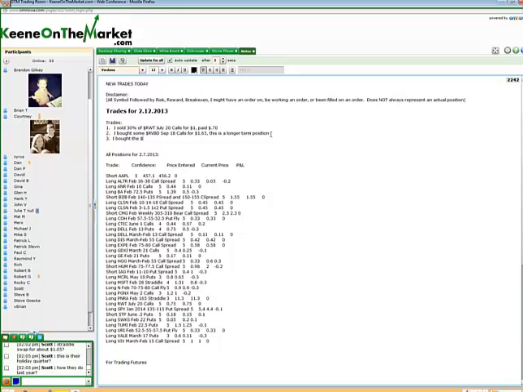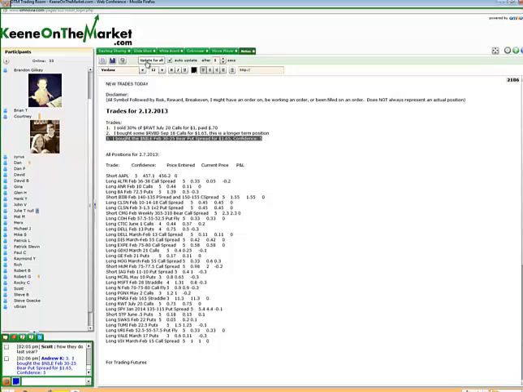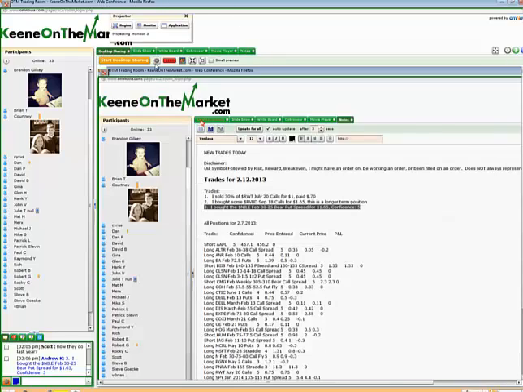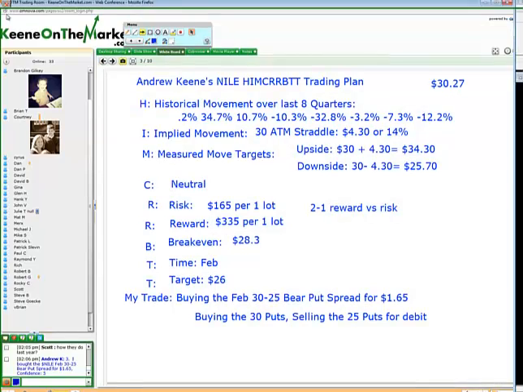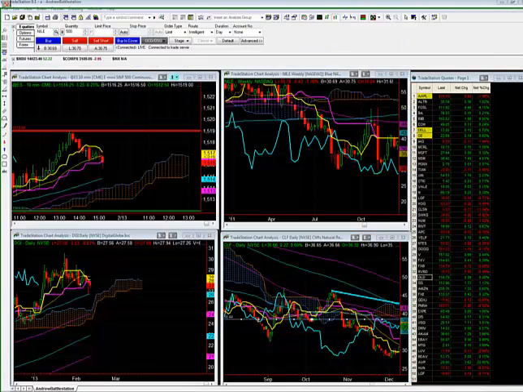February 30-25 bear put spread for $1.65. My confidence on this trade is obviously a 5. I literally did a 1 lot. So if I lose tomorrow, it's $165 I won't have to go drinking this weekend. So I'm in this trade in NILE. Does anybody have any questions about this trade in NILE? If not, we'll move on to the next trade.